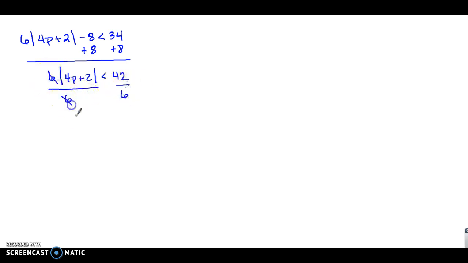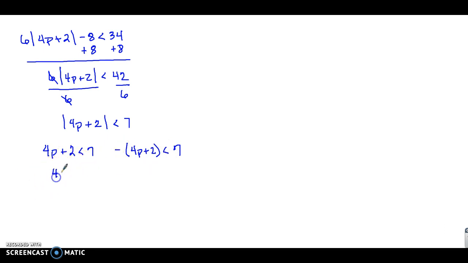Then when they divide by their 6, they're going to now have their absolute value of 4p plus 2 less than 7. Now it's a simple problem, just like what we did a minute ago, and the only thing they're going to have to remember is to make a negative of all the stuff inside. And so it's a simple change.